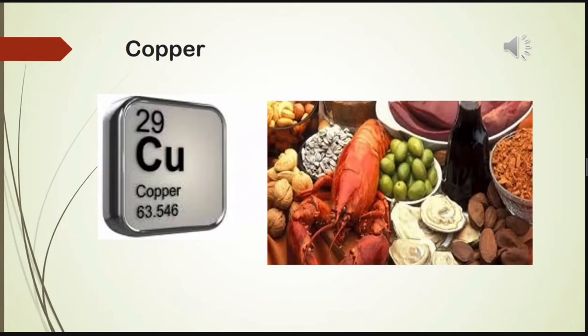Let's now move on to copper. Copper has the atomic number of 29 and an atomic weight of approximately 63.546. Seafoods as well as nuts are considered excellent sources of copper.